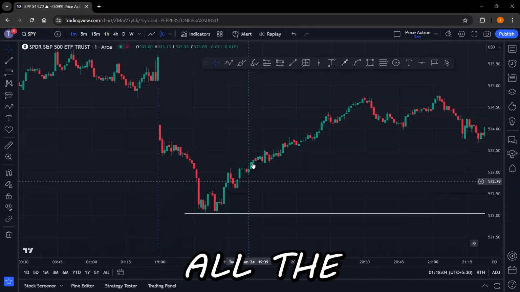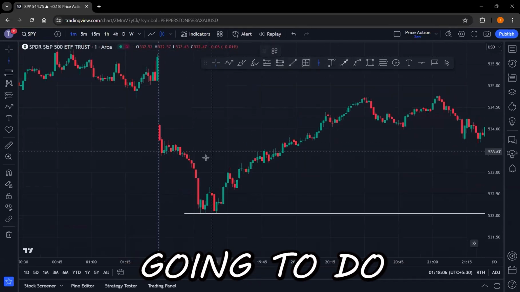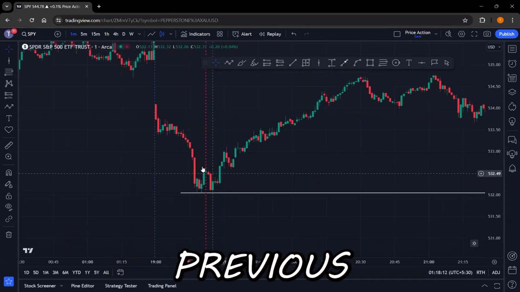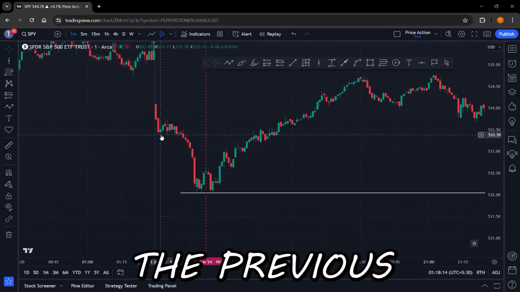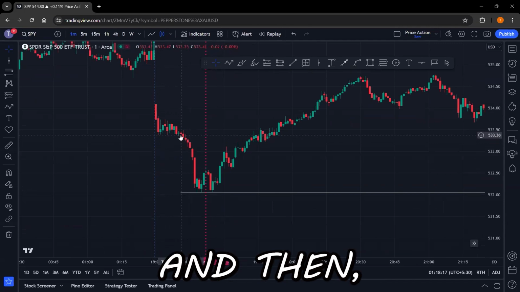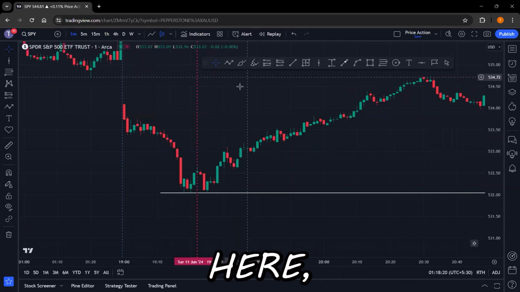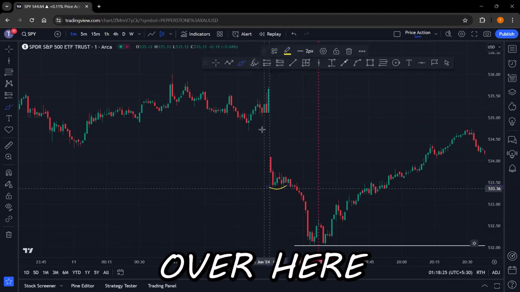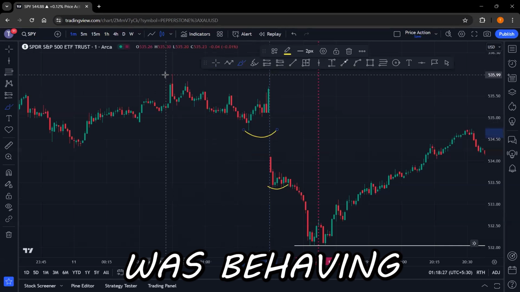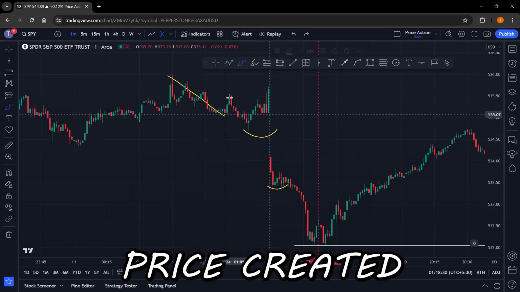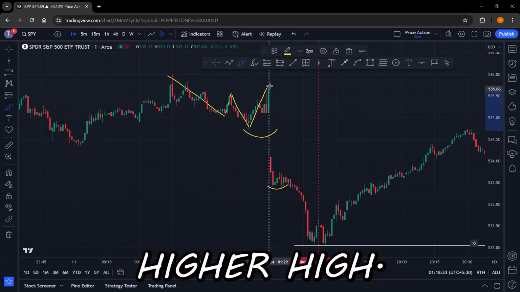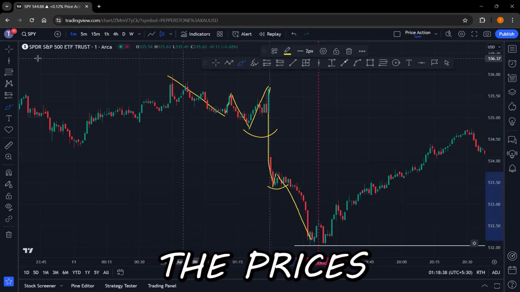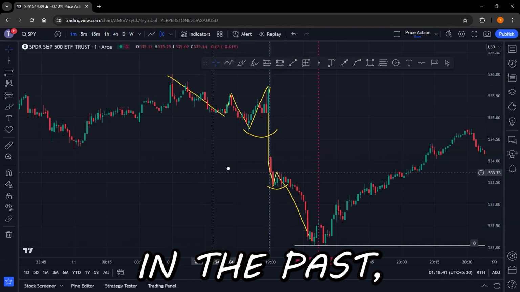All the observation will start from the supports. You're going to put up a vertical line over here, and you need to start your understanding of the market from this previous support. You need to understand where the previous major support was that has been created in the market, and then the price went down from there. Before this major support, there are two major levels of support, one over here and one over here. The market was behaving like this before that: price created a lower high, a lower low, a higher high, then quite a lower low, then a lower high again, and a lower low again. This is how the price moved in the past, from the previous day.